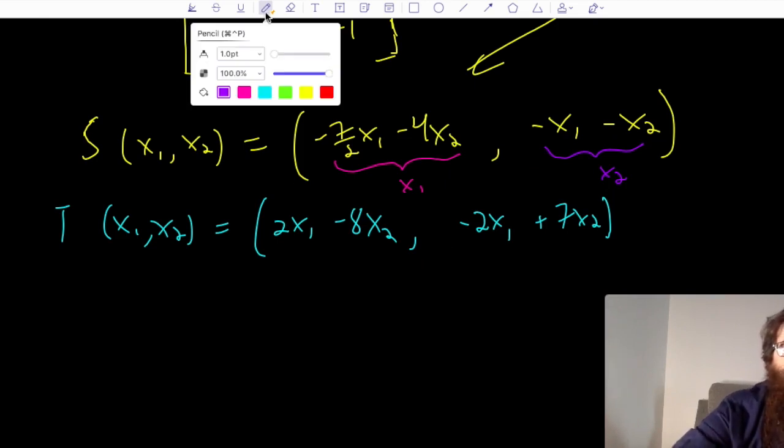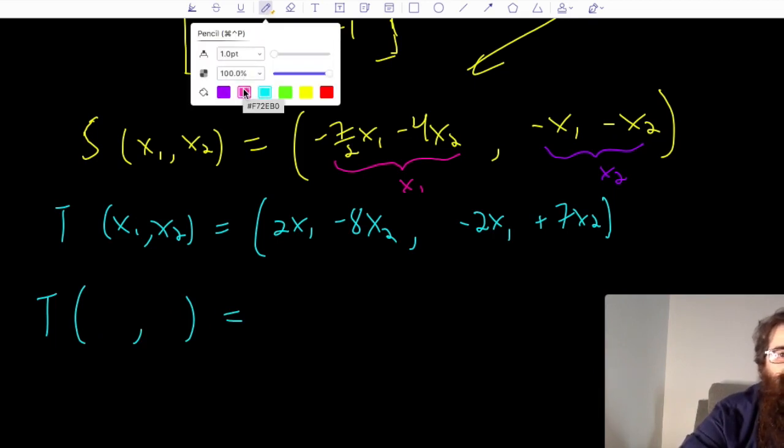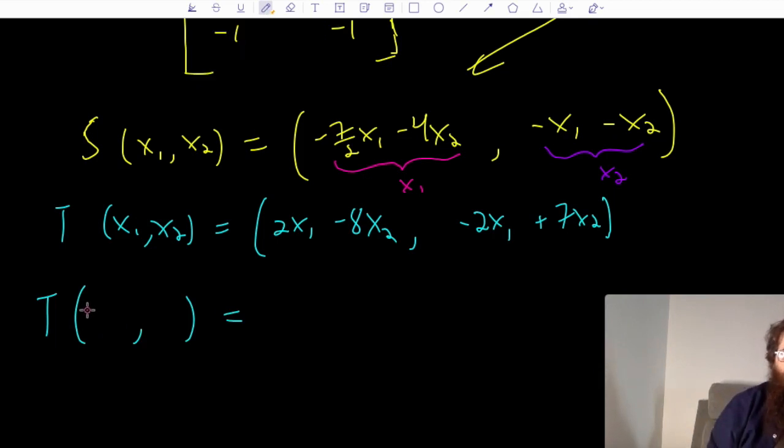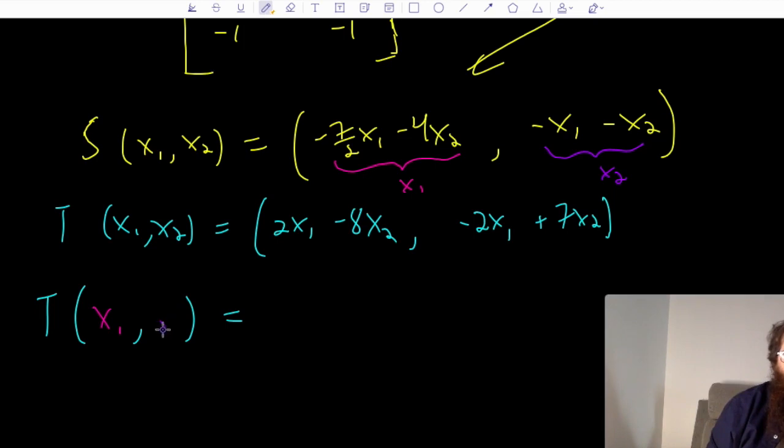So what I want to do is plug this into the other transformation. I want to plug these in for x1 and x2 into t. So I'm plugging in from s into t, and let's see what that looks like. So then, what is this going to give me? So t of, and let me do my color coding here, because I'm going to be replacing with these special pieces. I'm going to use the pink x1 that I've underlined, and then the purple x2.